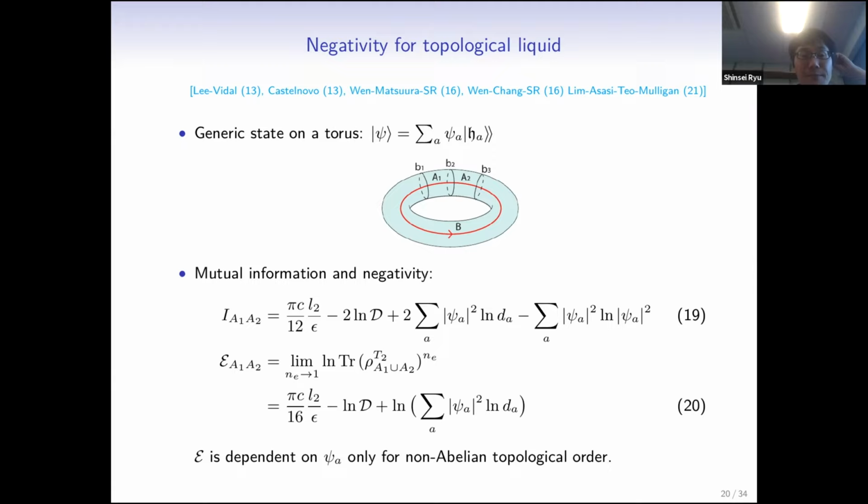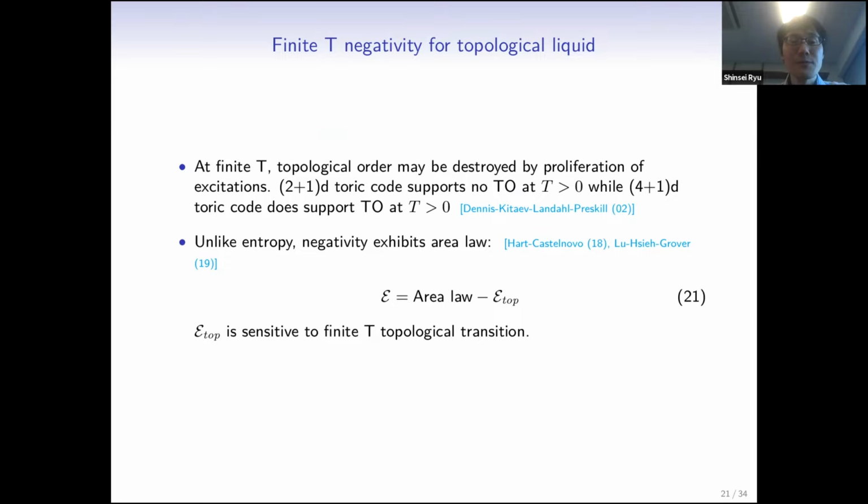Another interesting application for negativity is to take a look at the finite temperature negativity. So then, obviously, we are now talking about a mixed quantum state. And what we want to study here is the topological order, possibly at finite temperature. So far, maybe I haven't said it clearly, but I have been focusing on the properties at zero temperature. But we can also discuss the topological order at finite temperature.